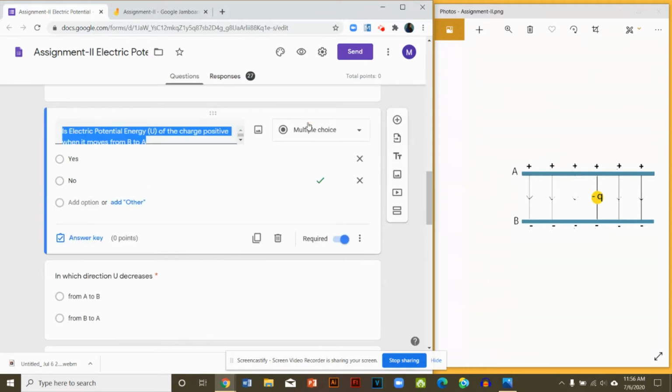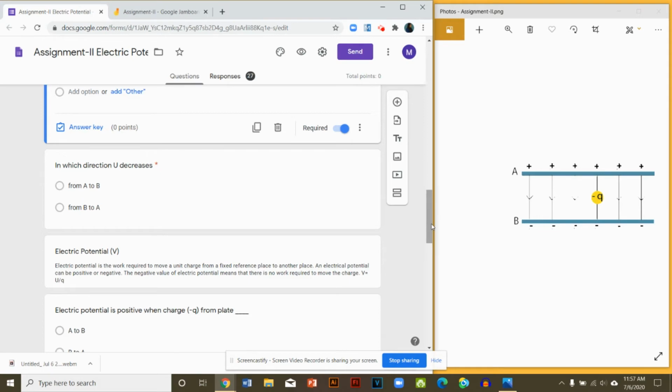This question is, electric potential energy of the charge when it moves from B to A. When it moves from B to A, the charge is going in the direction of the electric field, so you are not doing any work. You are only doing work when you are moving against the direction of electric field. So when you are not doing any work, there is no gain in electric potential energy. So the potential energy decreases.